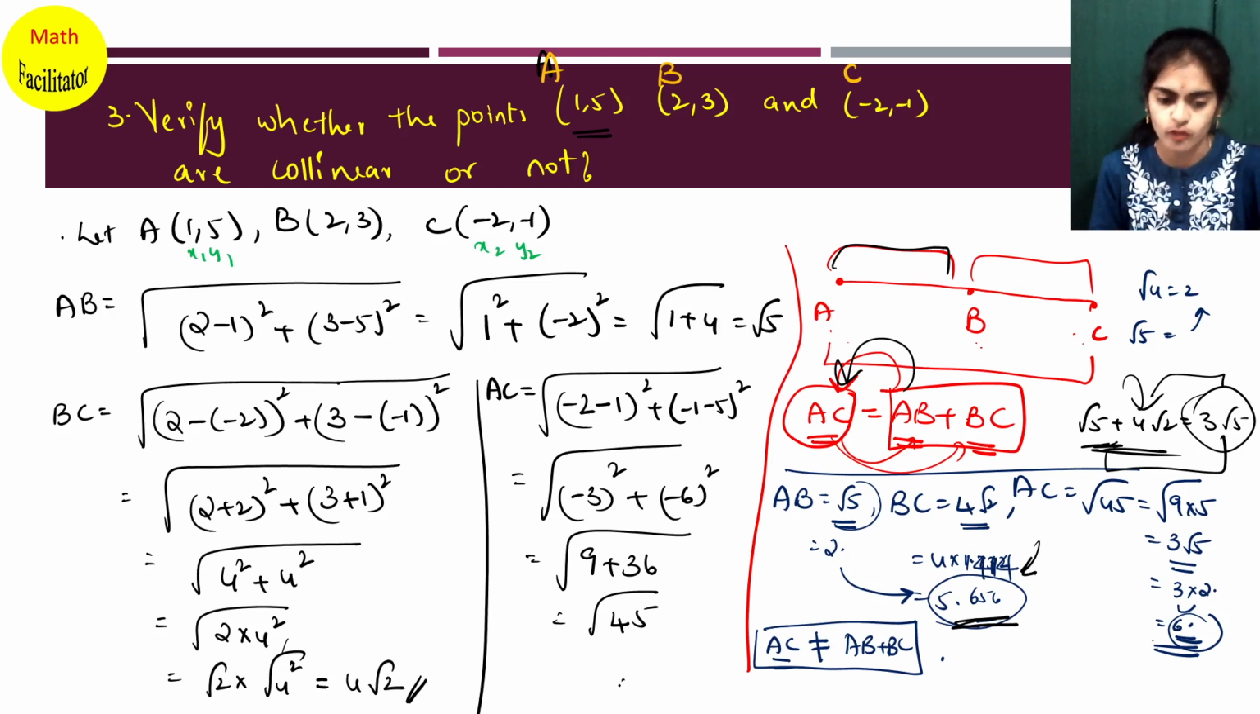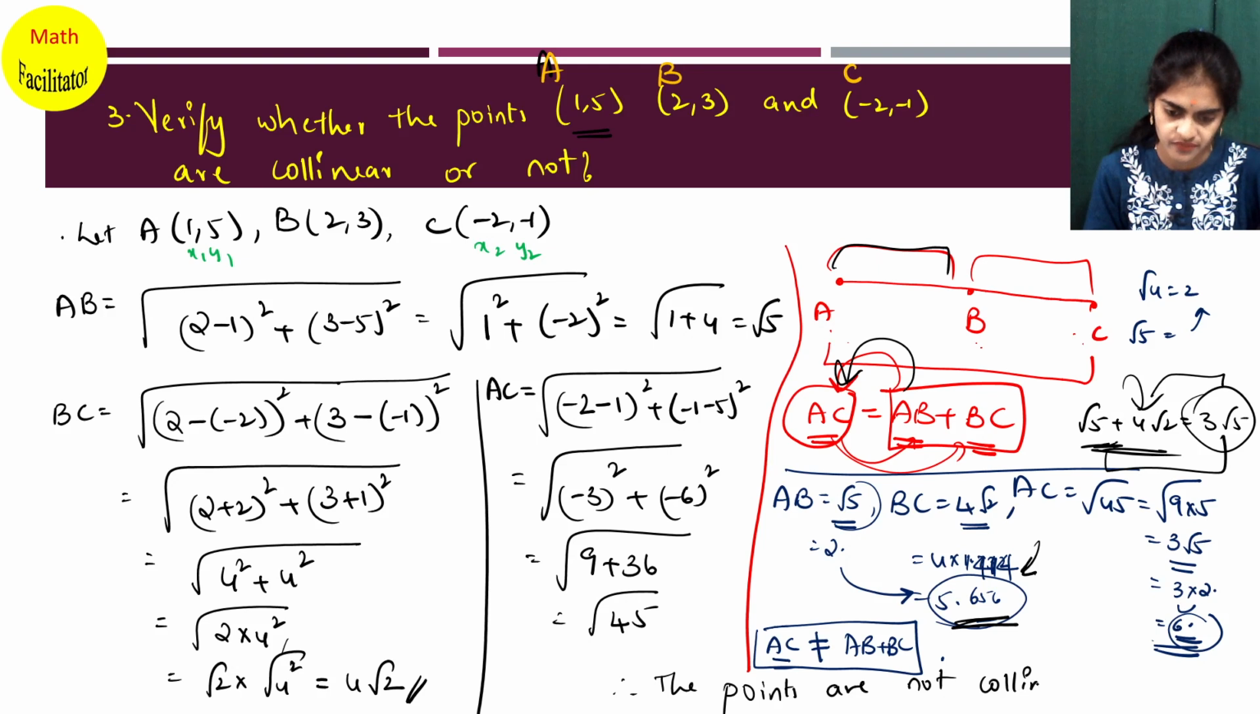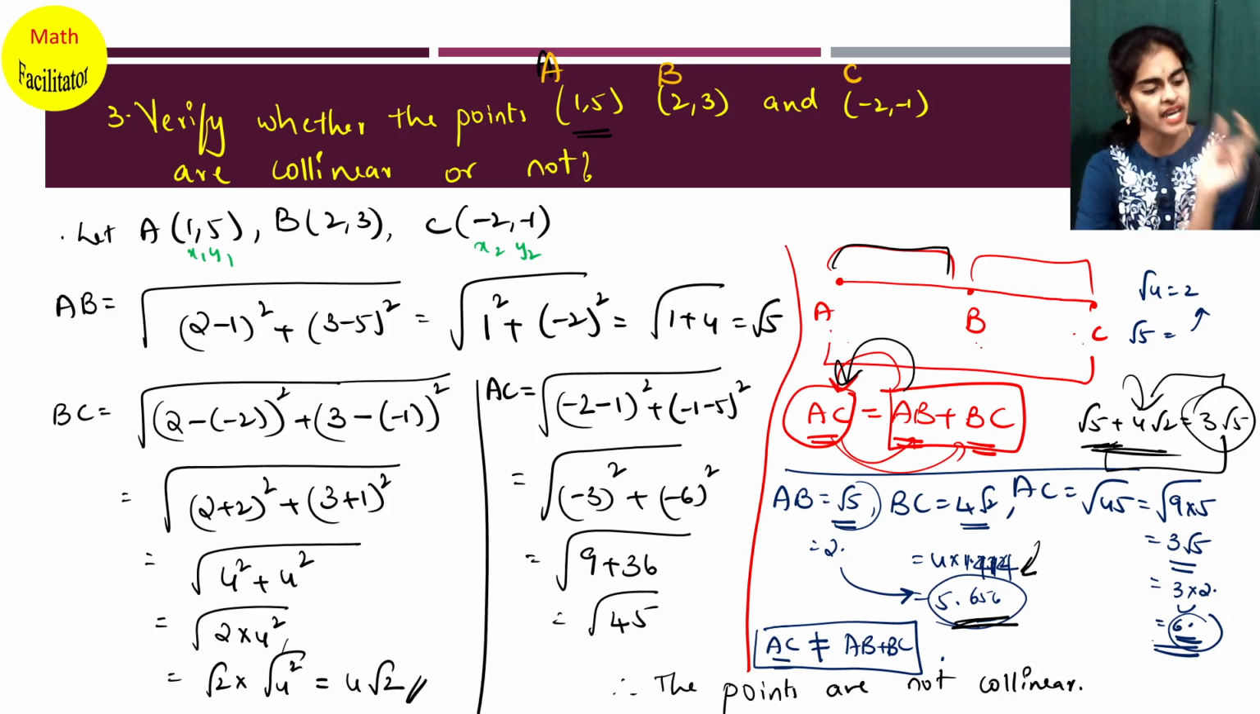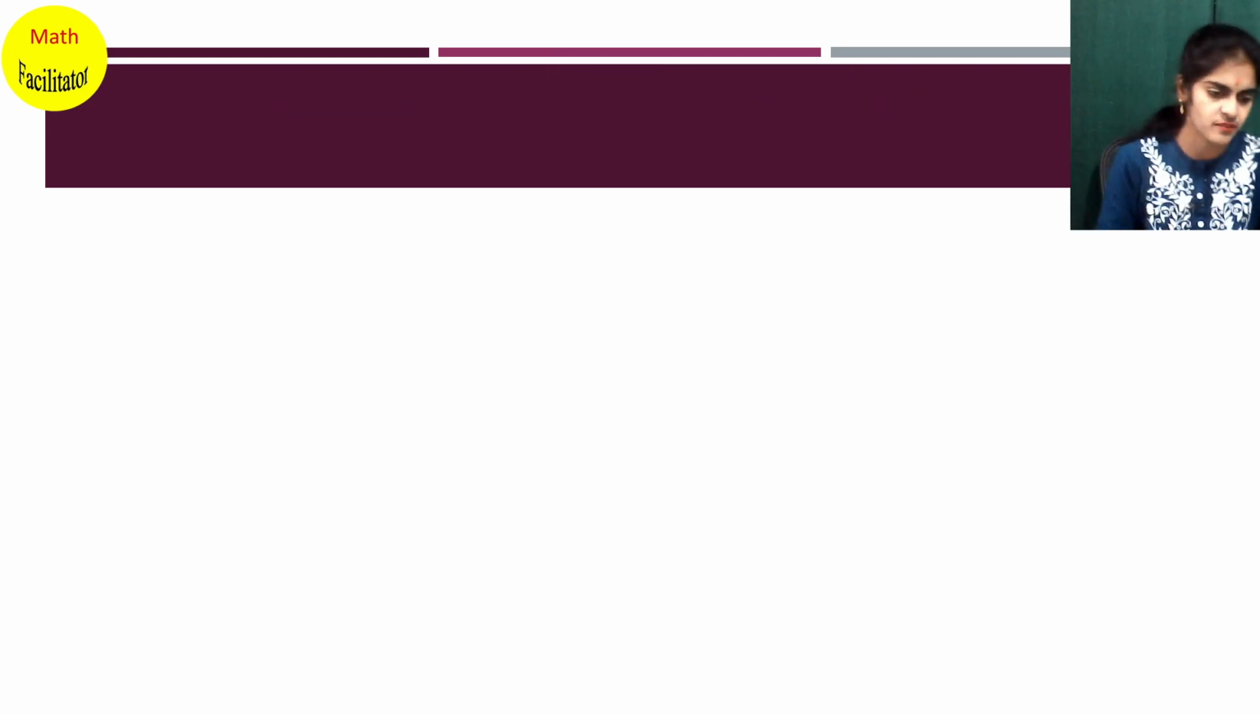So I can say therefore the points are not collinear. Okay, the points are not collinear. I hope this explanation is clear for you. So if the points are collinear, as I told you, AC should be AB plus BC. So that means two smaller distances, if you are adding, you should get the bigger distance. But here it is not happening, so they are not collinear. Let's see the next question now.